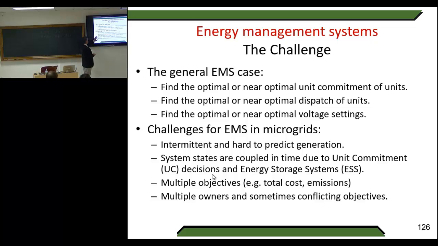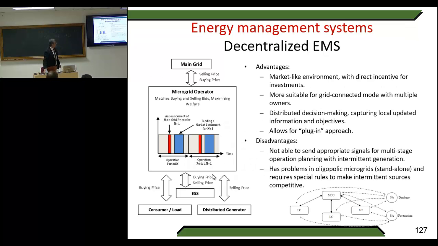And the challenges, again: intermittency, and system states are coupled in time because of the storage. So not only where you start the unit, which is the unit commitment, but also the coupling with the storage, that you have a state of charge and also state of health, in fact, that you need to take care of. Multiple objectives, you can have more than one, as mentioned in the design part, in part one: total cost, emissions, multiple owners, and sometimes conflicting objectives. So it's not easy to deal with all the structures that we observe.